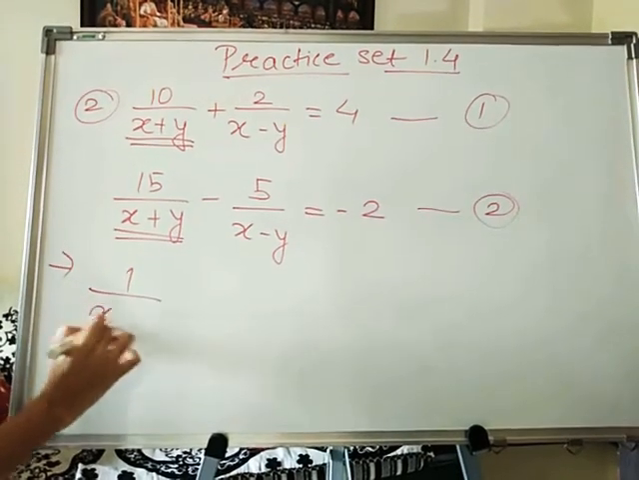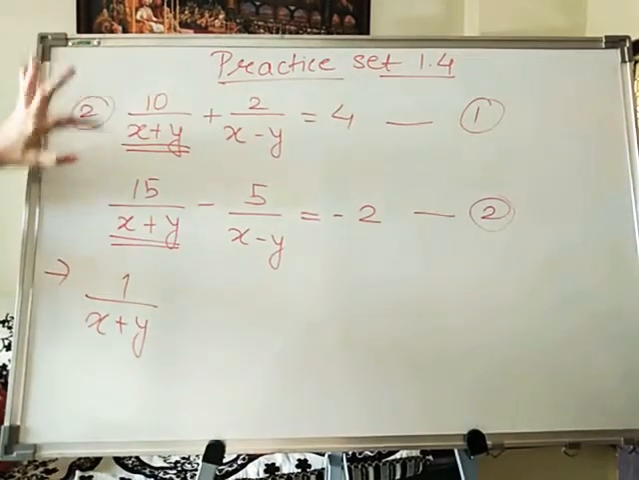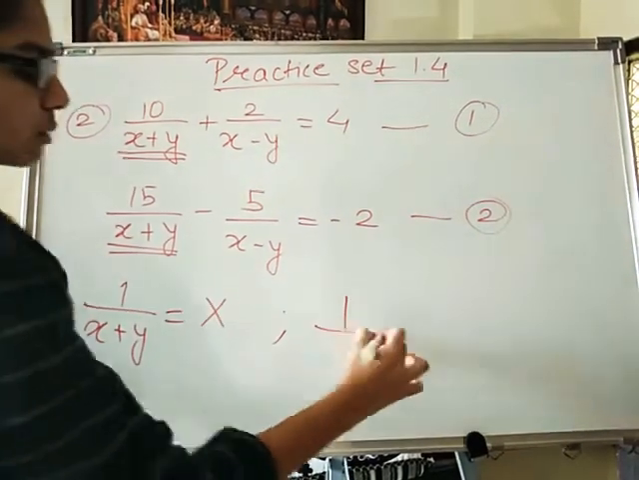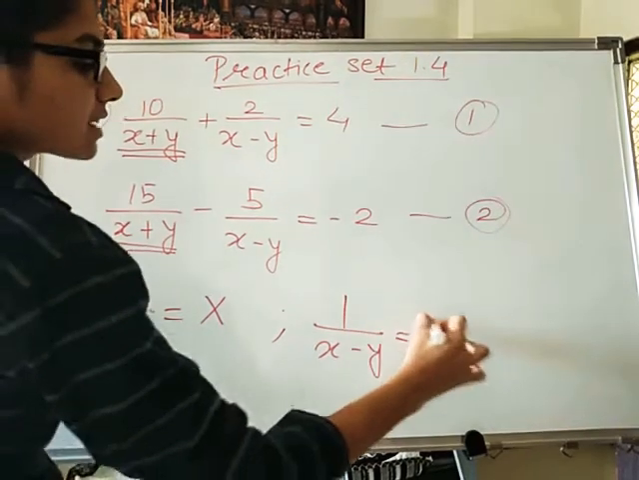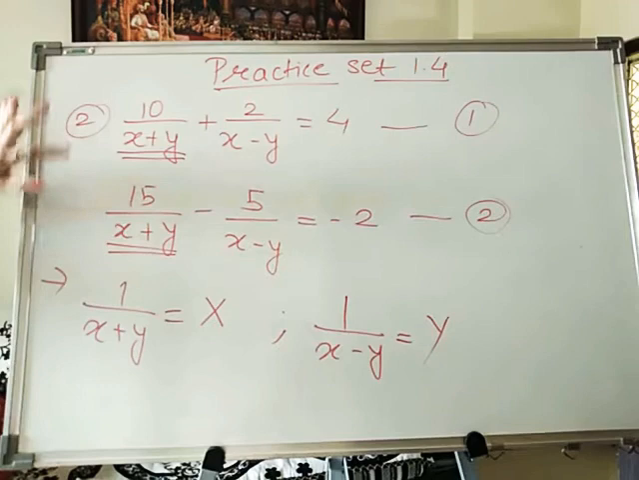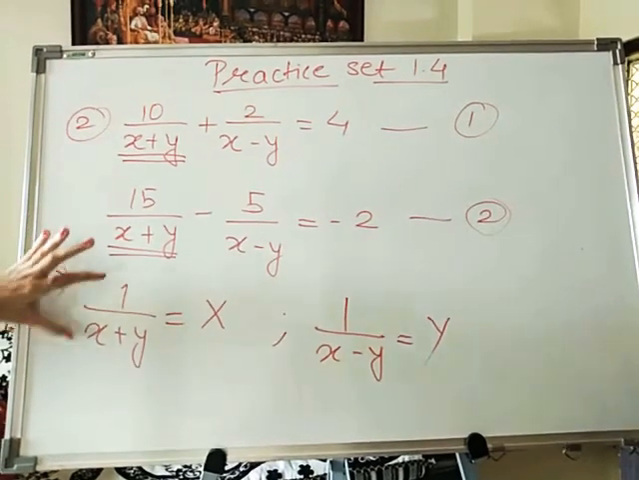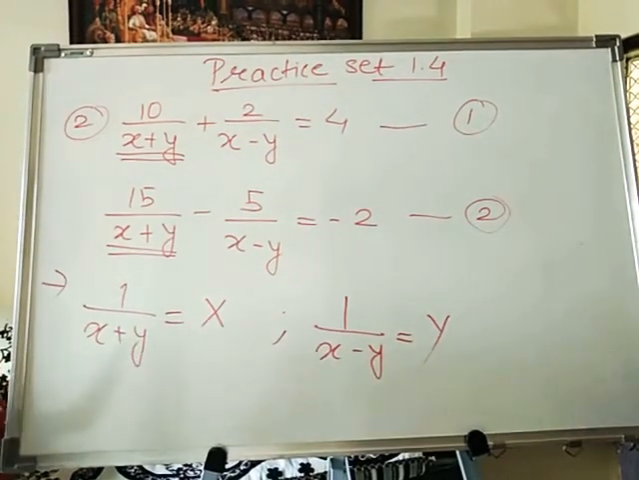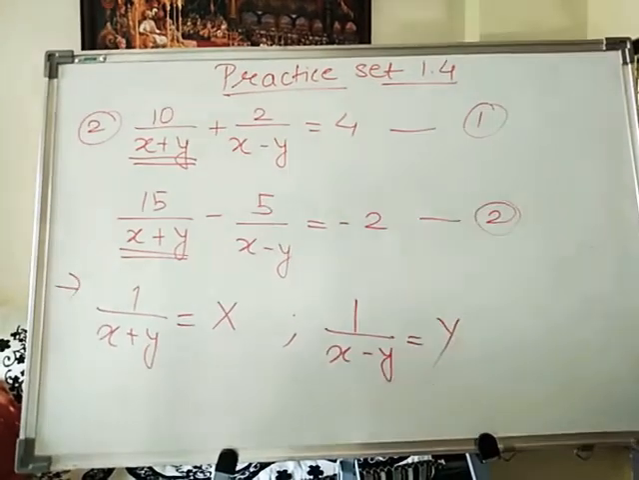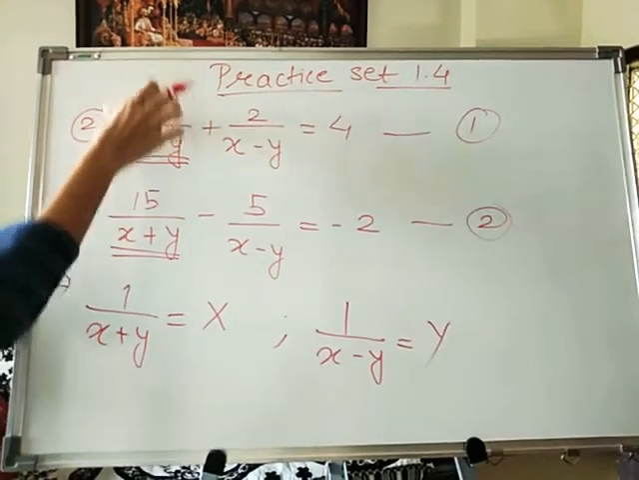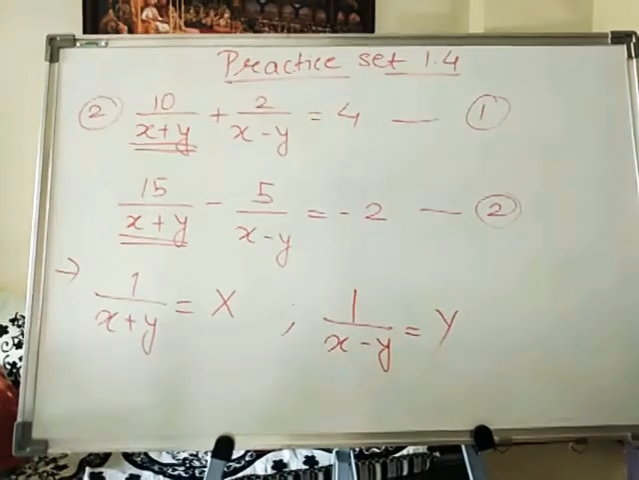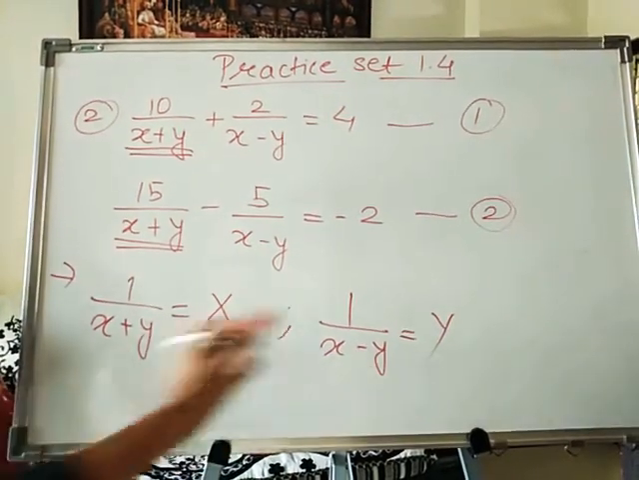Substitute 1 upon x plus y, the complete thing, as capital X and 1 upon x minus y as capital Y. Whatever will be the common thing from equation numbers 1 and 2, you will substitute as capital X and capital Y. This is the easiest method to convert such type of equation into the standard form. Common thing in the first terms of both equations, common thing in the second terms of both equations. So this is your capital X and this is your capital Y.